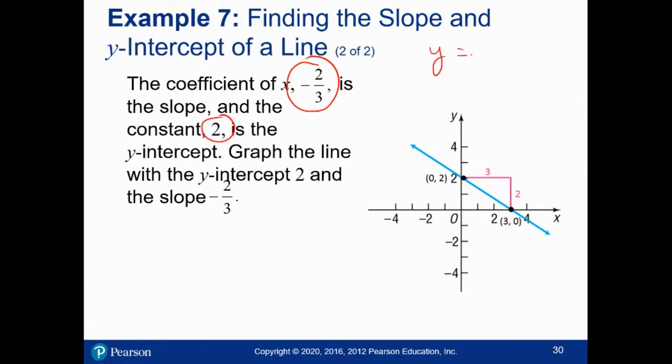Remember, at the end of the day, we had the following. So the negative 2/3 is the slope, and the 2 is the constant. That's the intercept. So we can graph that. Here is our intercept at a height of 2. And then I make a slope of negative 2/3 by saying go over 3 and down 2. And then I can connect these points here.